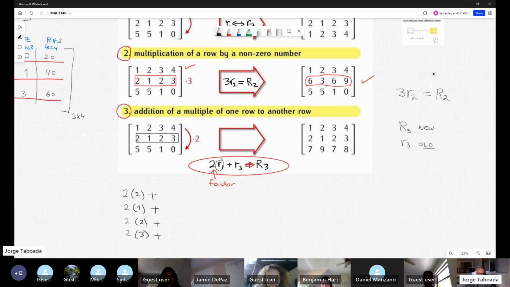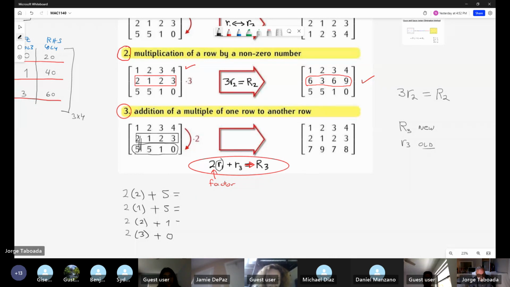Row 3. Who is row 3? Row 3 is this guy, but in the same position, vertical. So these 2 correspond with the 5. This 1 corresponding with the 5 is a coincidence. These 2 correspond with the 1. And these 3 correspond with the 0. And you compute that. Let me try.